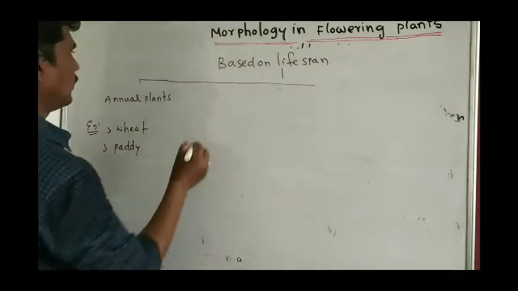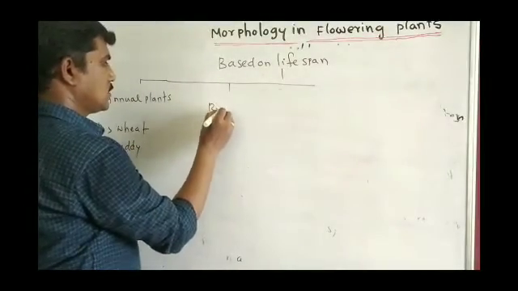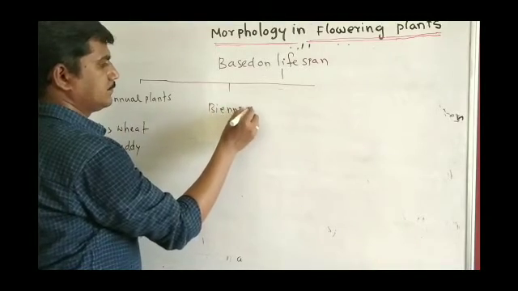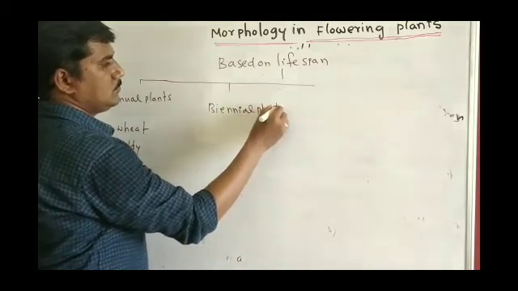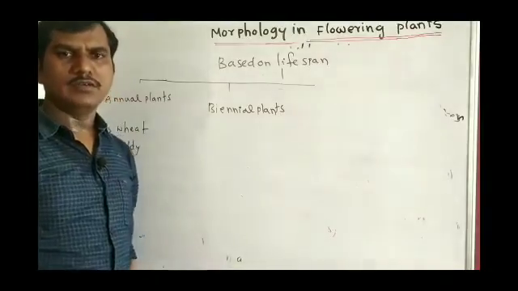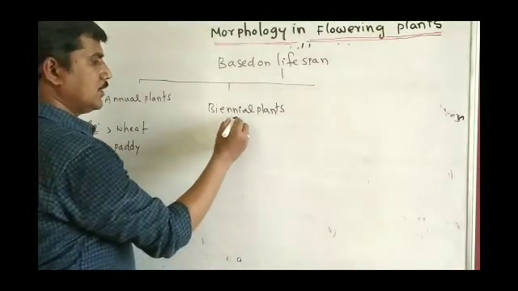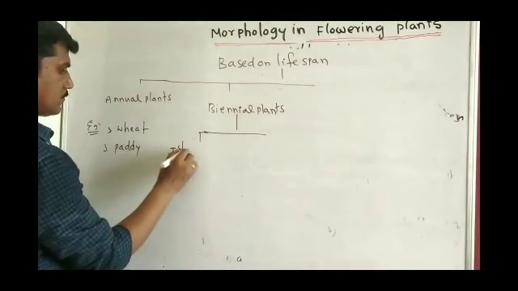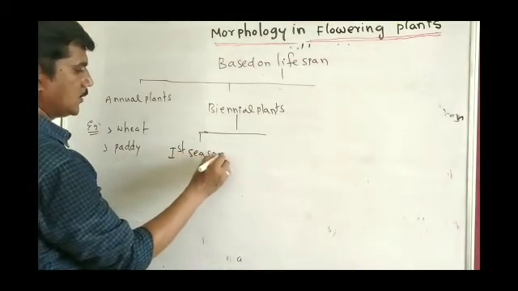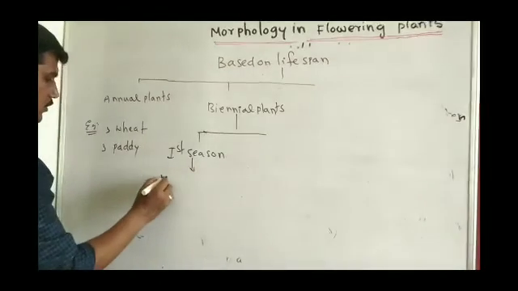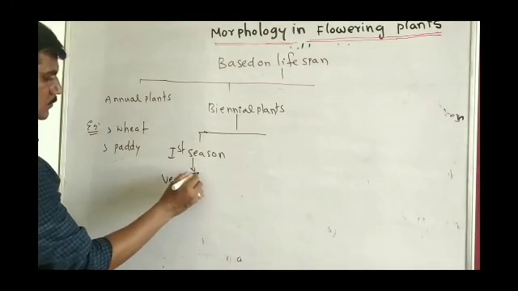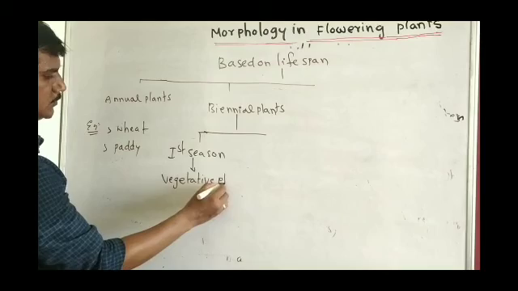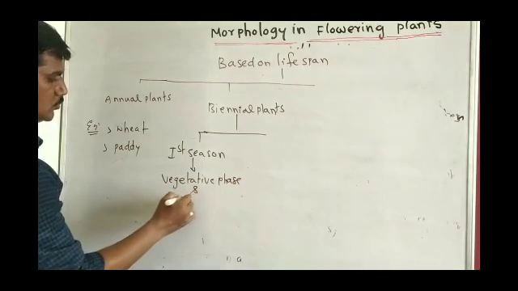Yes. Next, biennial plants. Those plants that complete their life cycle in two seasons we call biennial plants. That is, the first season we call the vegetative phase, and they store food material.